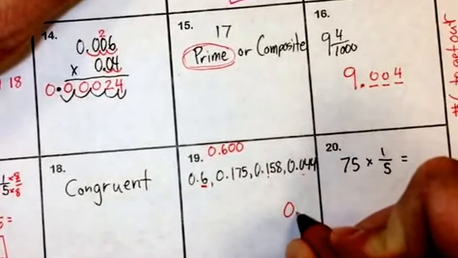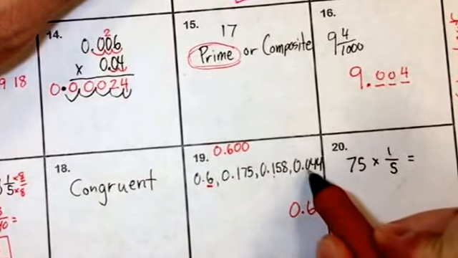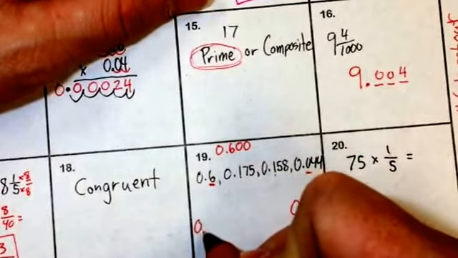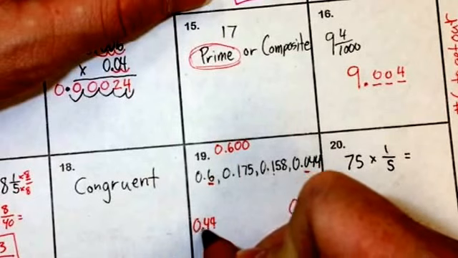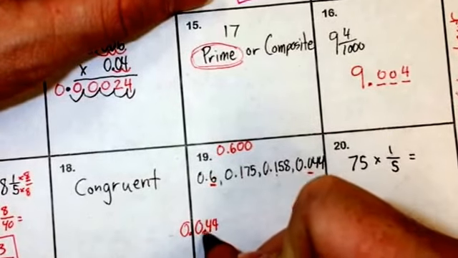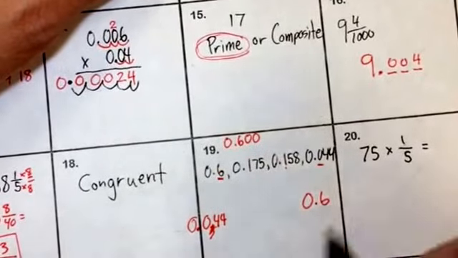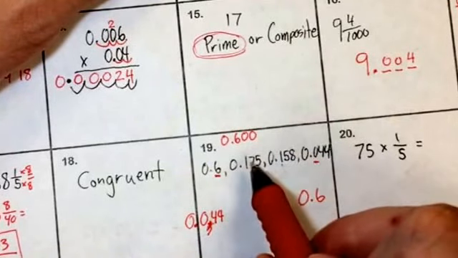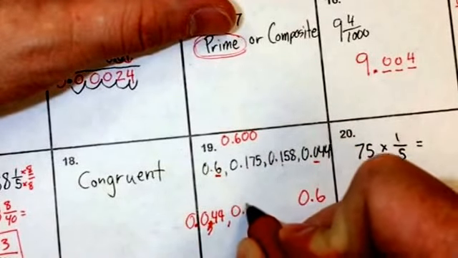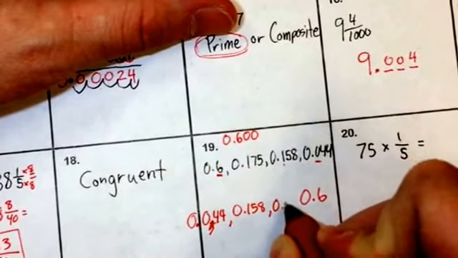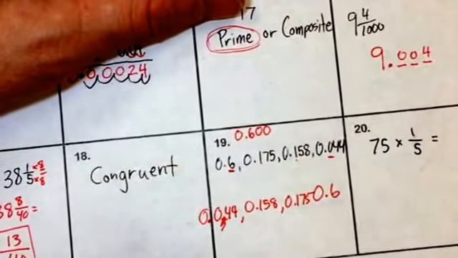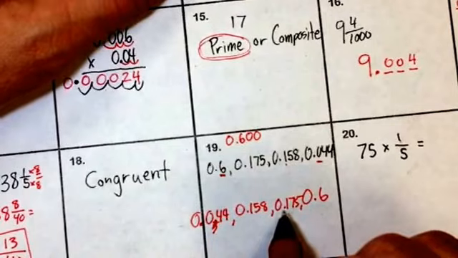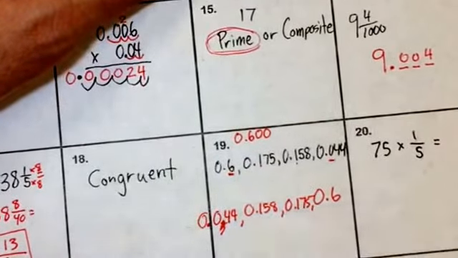So I'm going to go ahead and put 6/10 down here because that is my largest. I know that the fact that I have a 0 in my tenths place means that 44 thousandths is my smallest, so I'm going to put 0.044. That leaves me 175 thousandths or 158 thousandths. I know that 158 is smaller than 175, so that's my next, and then finally 175. So 44 thousandths, 158 thousandths, 175 thousandths, and 6/10 in order from least to greatest.